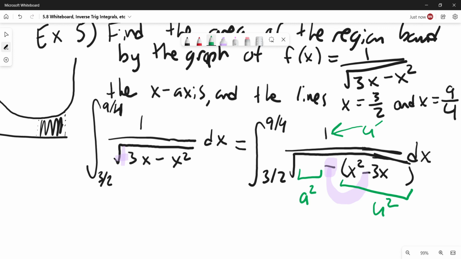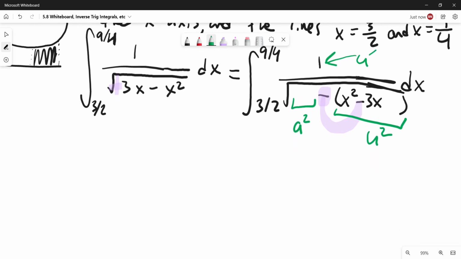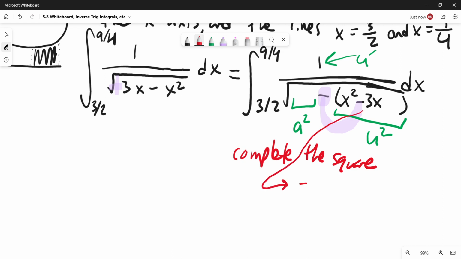Okay, so we have to complete the square again. So completing the square for this thing. So we take half of it, square it. It's going to end up being 9/4, looks like. 9/4. Okay, so we need a 9/4 here.